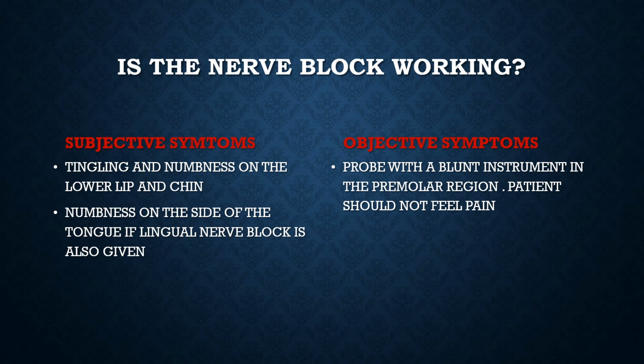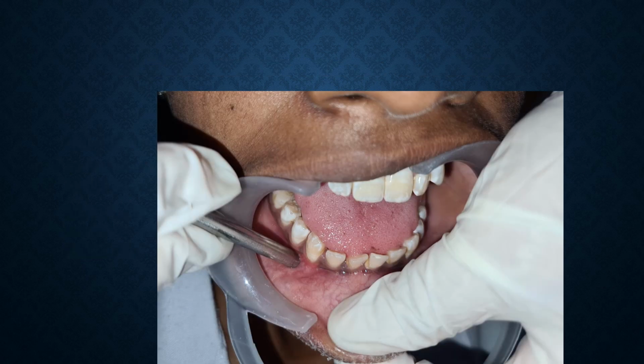Now, to give a lingual nerve block along with an inferior alveolar nerve block, we need to just withdraw the needle about a centimeter, in which case the needle is lying anteriorly and medially to the inferior alveolar nerve, and this is exactly where our lingual nerve is present, and you can anesthetize lingual nerve in that position. The objective symptoms for checking an inferior alveolar nerve would be to probe with a blunt instrument in the region of the premolar to see whether the patient is experiencing any pain.